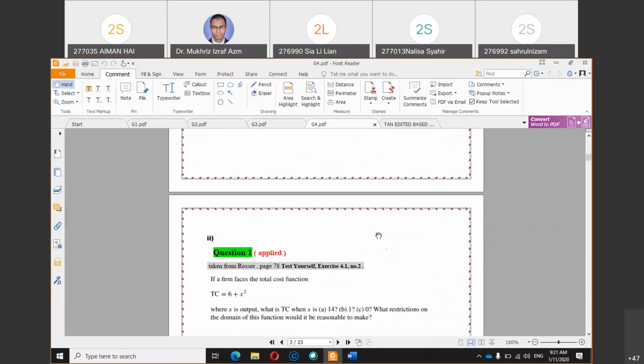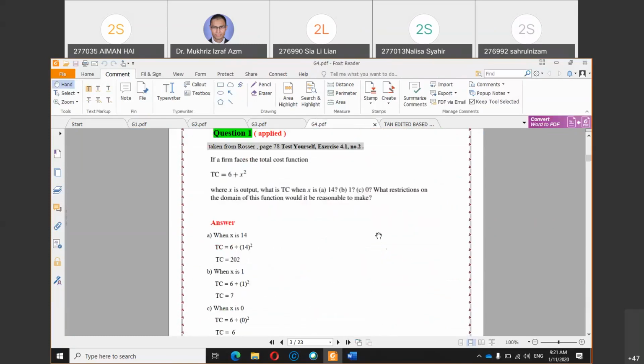The straight line, I think it's too easy for degree level. Okay.